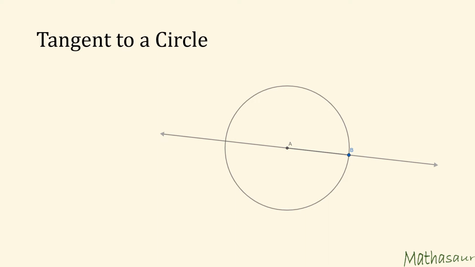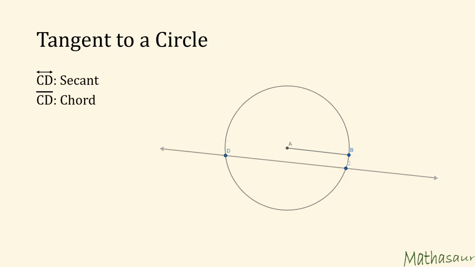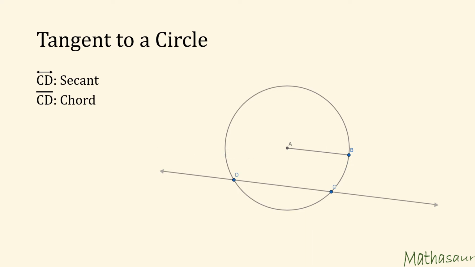Now let us move this line. Now we have a line CD which intersects the circle in 2 points. Now the line CD is called a secant of the circle and the line segment CD is known as a chord of the circle. Let us move the secant further.